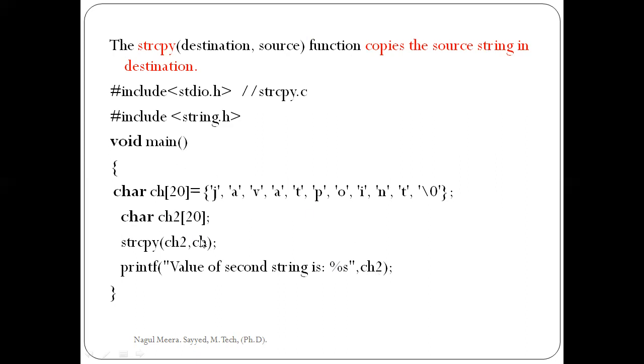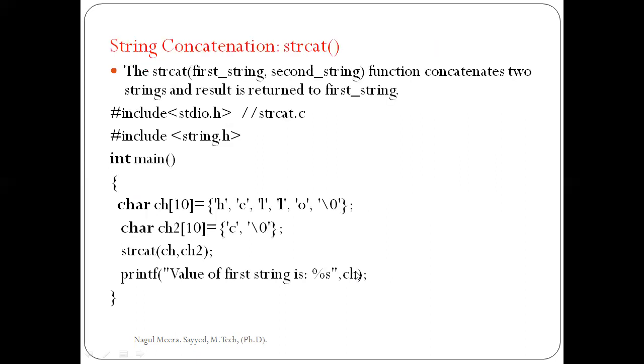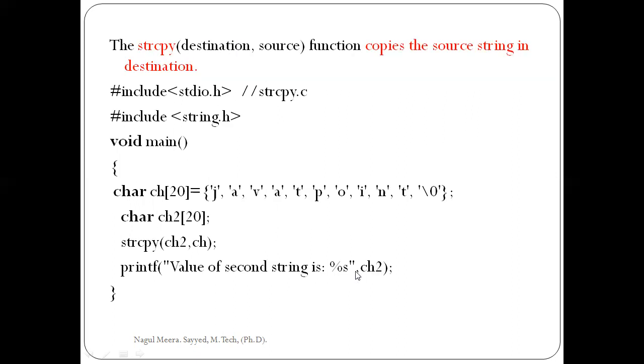Now what happened here? ch consists of some string that is given by the user, so this is copied into my ch2. What does ch2 contain? Same, Java T point. Our output is Java T point. Simply, strcpy copies a given string from one string to another string.